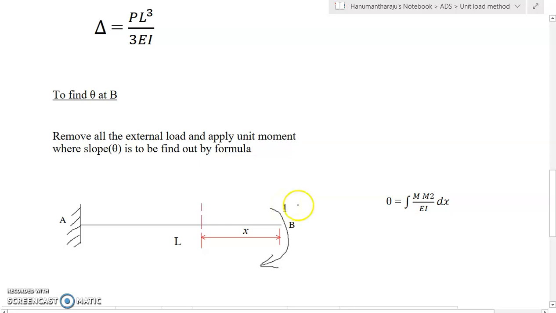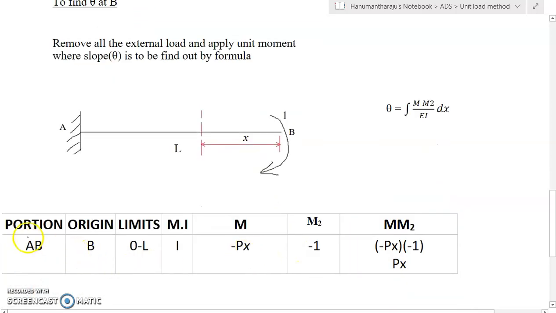Here we have the formula to find the slope. Theta equals integration of the product of M and M2 by EI into dx. This can be done using this tabular column. Let us take the portion AB, then origin B, limit is 0 to L, moment of inertia is I, M is bending moment due to external load that we have arrived at earlier. The same thing you can take, minus Px. M2 is bending moment due to unit load.